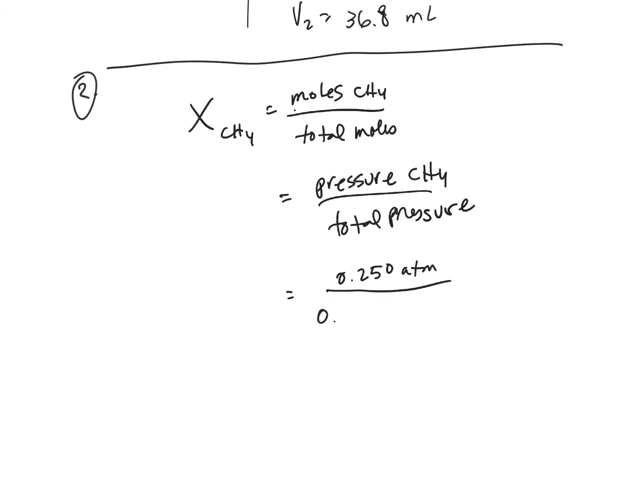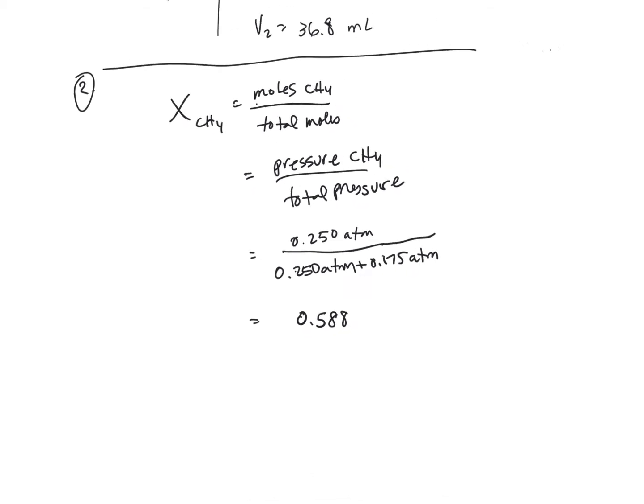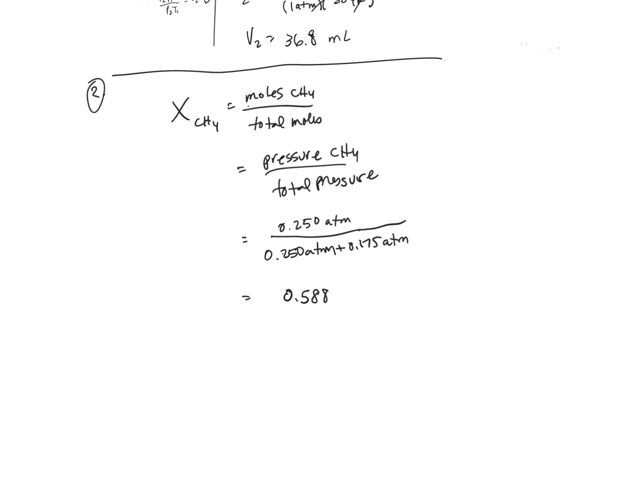And then you're going to divide by the total, so it'll be 0.250 atmospheres plus the other one, which is 0.175 atmospheres. All right, and then that will be equal to 0.25 plus 0.175 divided by 0.25. Take the reciprocal of that. So that's going to be 0.588. And remember, there's no units for mole fraction. Okay, atmospheres cancel.